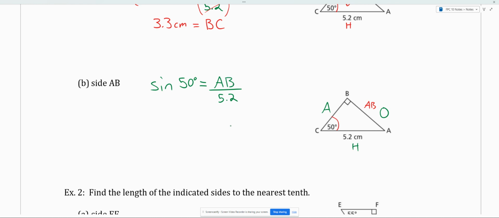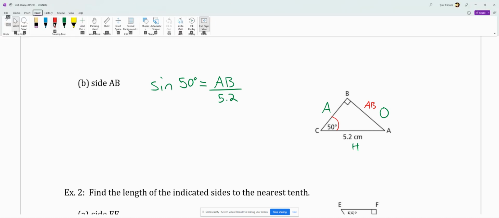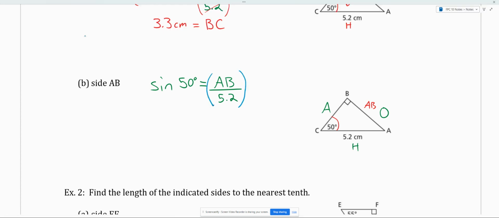And we're going to do the exact same thing here. We need to isolate what we're trying to solve for. So I'm going to multiply both sides by 5.2 again, because remember that the sine of 50 degrees is just some decimal. Okay, it is a number, and that's really easy. So now we can see this cancels. I'm going to be left on the right side with what I'm trying to determine, the length of AB.